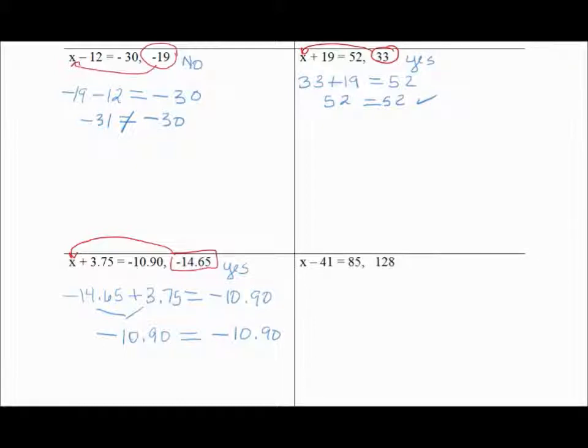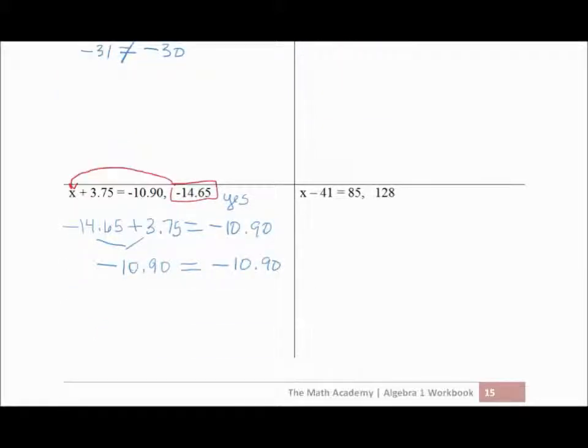So I'm going to say yes. And then for the last one, let's come down. Let me move it up just a little bit. I have x minus 41 equals 85. I want to know, is 128 the solution to the equation? Once again, I make my substitution. That gives me 128 minus 41 should equal 85.